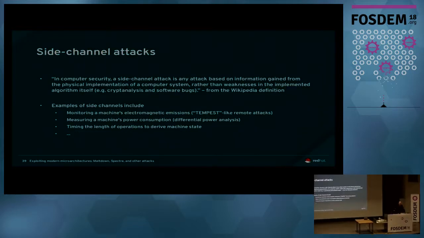So let's talk about side channel attacks. Side channel attacks are based on deriving information by exploiting the physical implementation of a machine, right? So we have our instruction set that describes how any x86 machine should operate, for example. Then we have an implementation. The side channel takes advantage of the fact that an implementation might have some vulnerabilities in it.